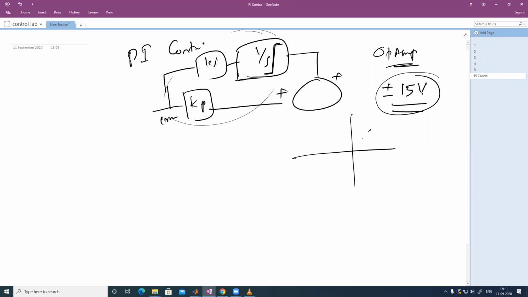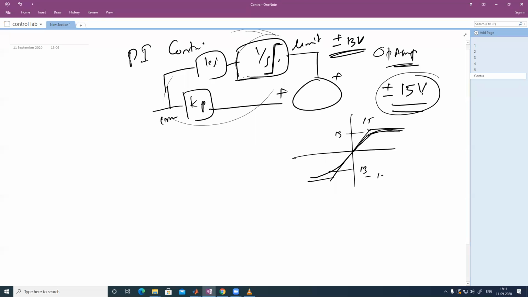This is plus 15 volt, this is minus 15 volt. So the curve will be like this. Normally this curve will be like this only. In the linear range, it is plus 13 and minus 13. So you have to limit the integrator to plus or minus 13 volt.